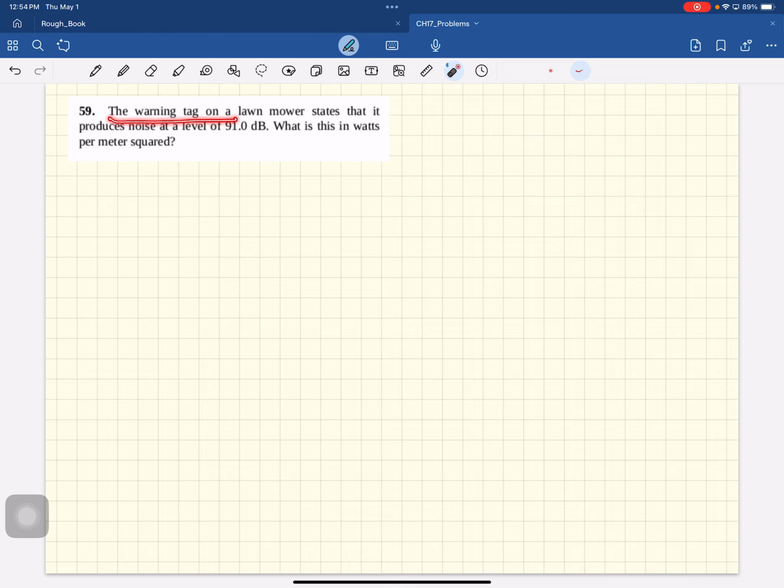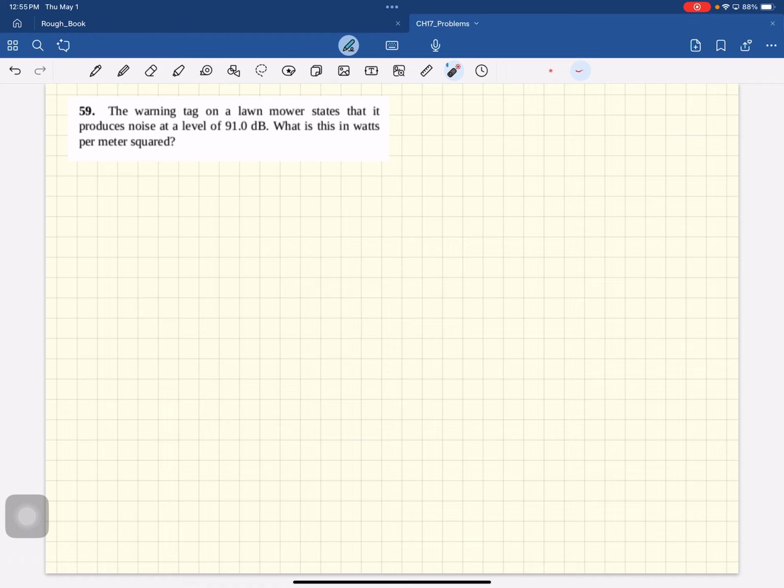So the warning tag on a lawnmower states that it produces noise at a level of 91 decibels. What is it in watts per meter square? So they're asking you what is the intensity of the sound level, okay? The decibel scale is our sense of loudness. It's more closely related to our sense of loudness.